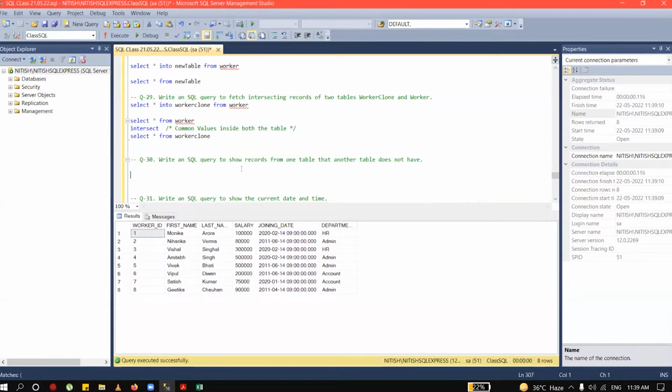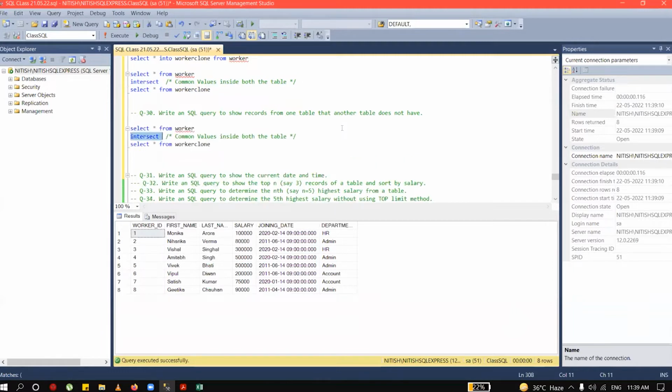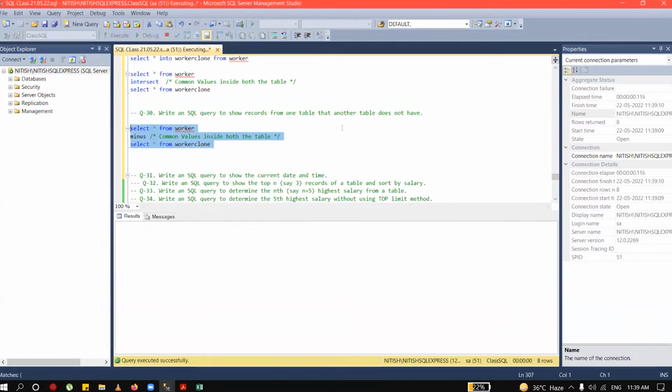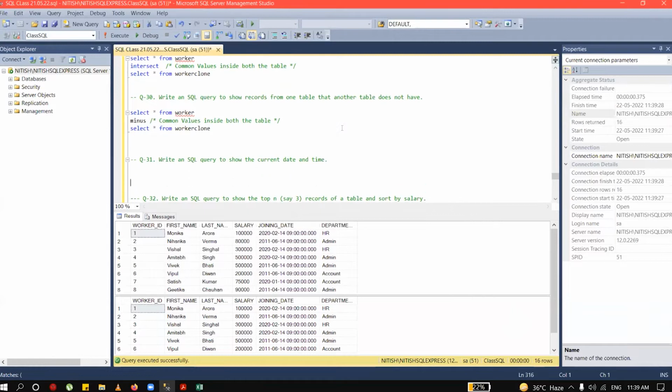Write an SQL query to show records from one table that another table does not have. Actually, here we're talking about minus. Don't worry about these things. These are a little higher-level part. Sets we don't know how to do, so I'm just writing the syntax. You can understand it from the internet, or you can join the class where we can explain all the concepts.